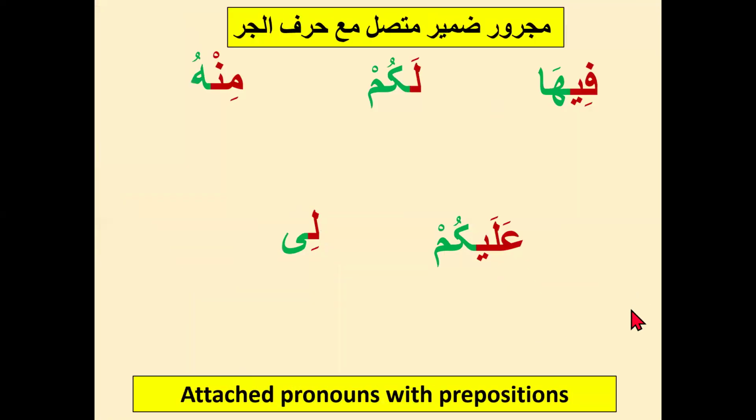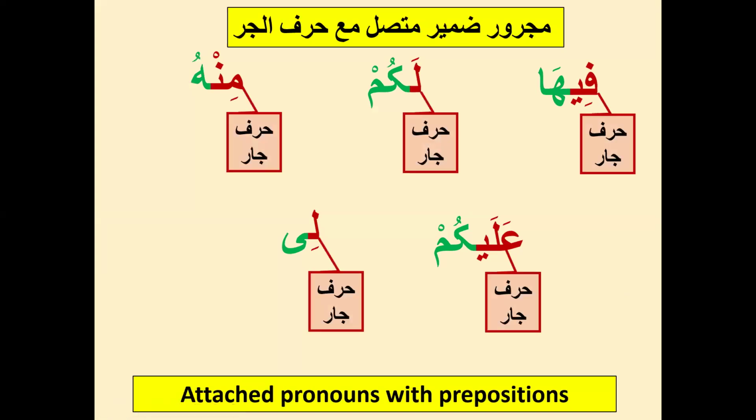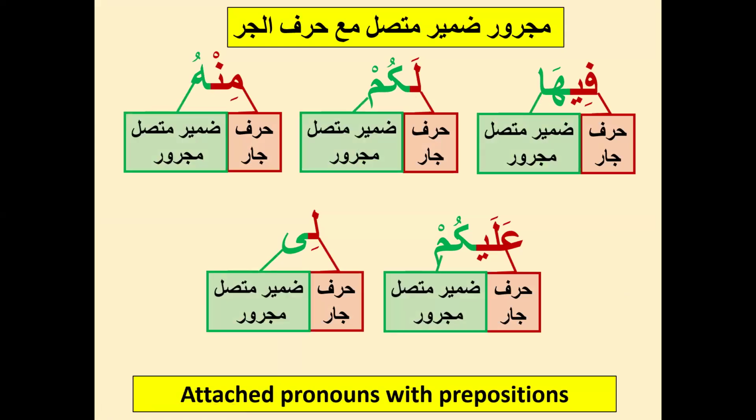Okay, now you do some practice with me. The red letters are harfu jar, they are prepositions, and the green words are all nouns. They all are pronouns, attached pronouns, dhamir mutasil, and they are in majroor state.